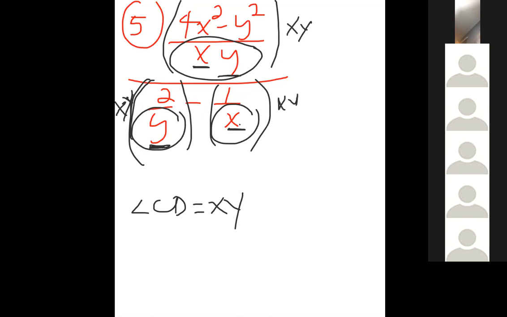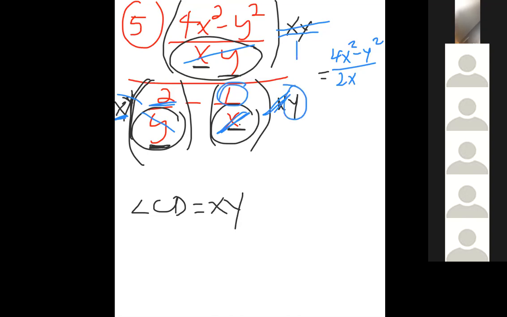Everything multiplied by xy. Now, let's simplify. If we're multiplying the numerator by xy, guys, again, if you want to put a 1 over here, you can. Cross simplify the xy's out. So that leaves you with 4x squared minus y squared. And in the denominator, the y cancels out with the y, leaving you with x times 2. So you get 2x. And then over here, the x's cancel out, leaving you with 1 times y, which is 1y, or just y.